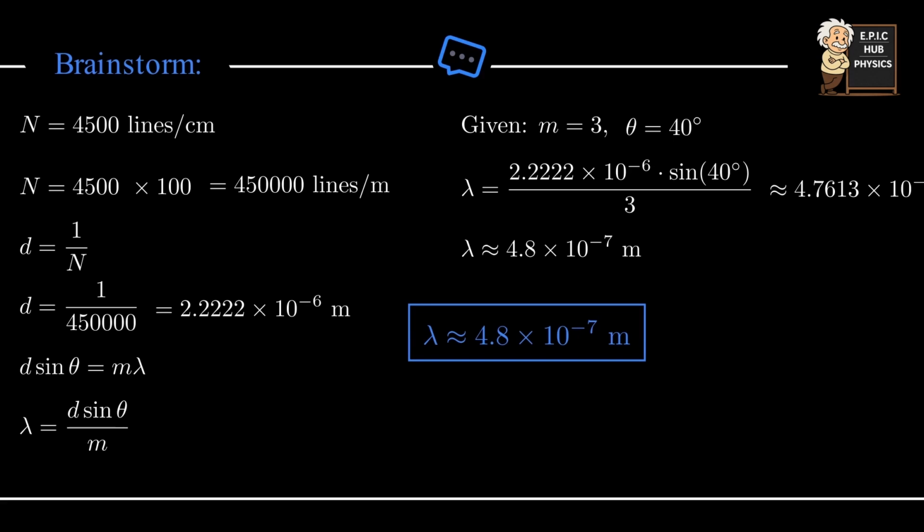What did we do? We first changed the given line density into lines per meter to keep our work in standard units. Next, we determined the slit spacing d as the reciprocal of the line density. We then substituted the slit spacing d, m equals 3 for the third order maximum, and the corresponding angle theta equals 40 degrees into the grating equation to determine the wavelength.